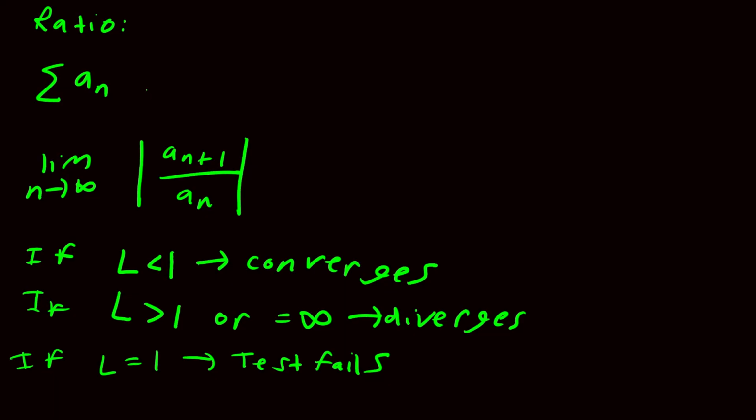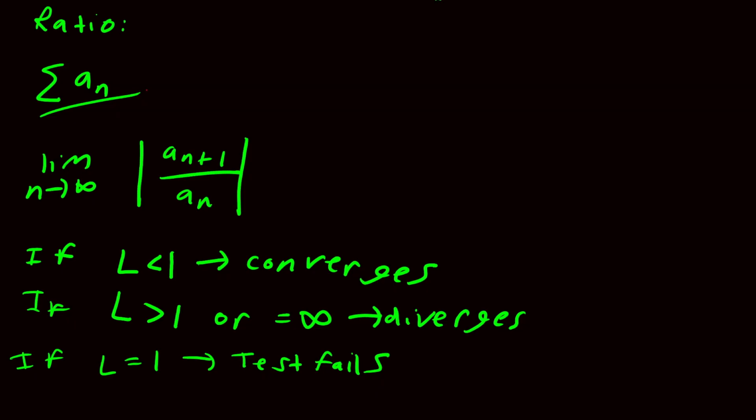So they're going to give you some series, right? So what you do is you take the limit as n goes to infinity of a_n plus 1, so you just replace n with n plus 1, and I'll show you what that means, divided by the original series. Now, if L is less than 1, the series converges. If L is bigger than 1 or is infinity, it diverges. But if L equals 1, the test fails.